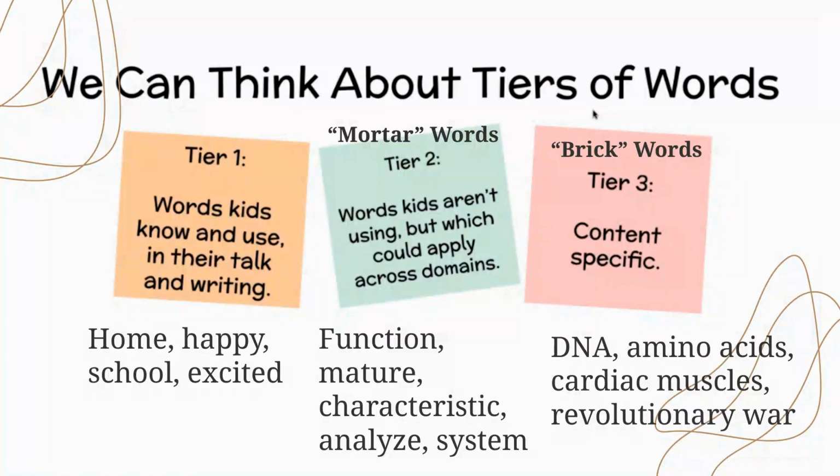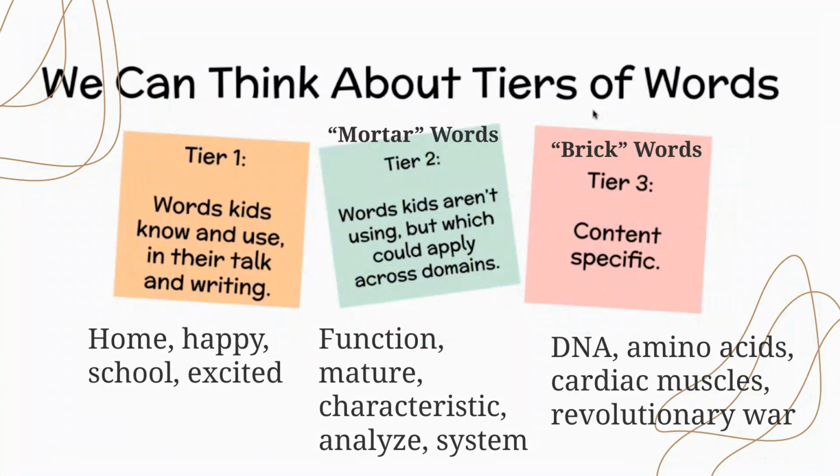Tier two and three words are what we call academic words. So, tier three words are also known as brick words, and these are content specific. So, if we were chatting about muscle systems, there might be skeletal muscles, cardiac muscles, or smooth muscles. Tier 2 words are what I call mortar words. They are words often for concepts that we must know in order to understand the brick words. So, an example related to muscle systems might be the word function, because different muscles have different functions.